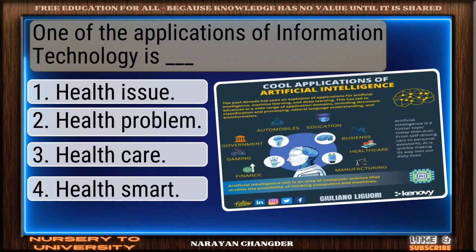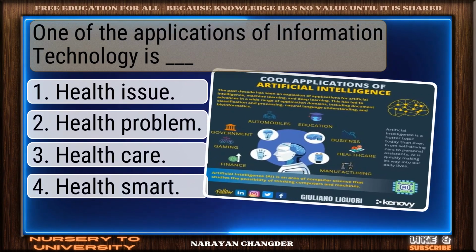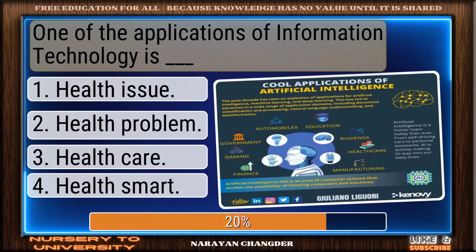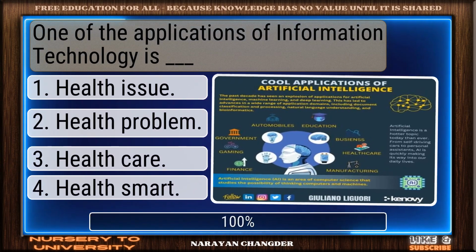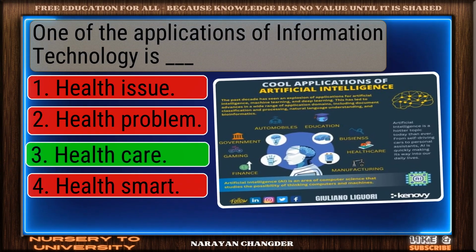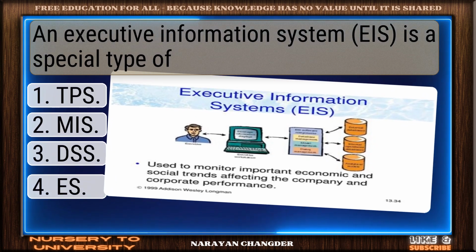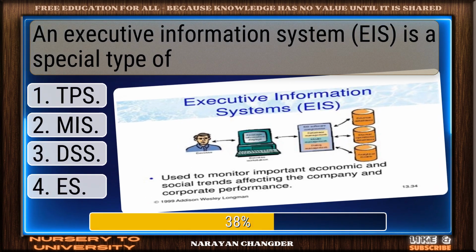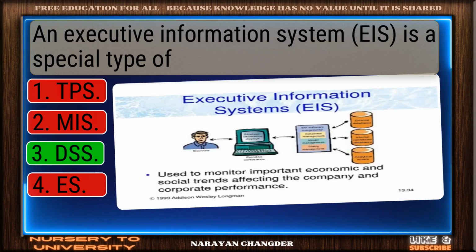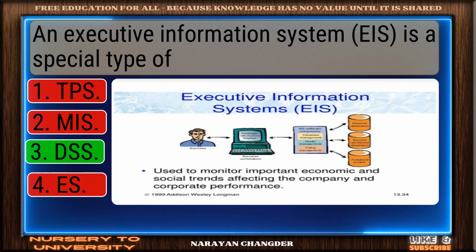One of the applications of information technology is dash. Good thinking. Healthcare is right. An executive information system is a special type of. Correct. This is spot on.